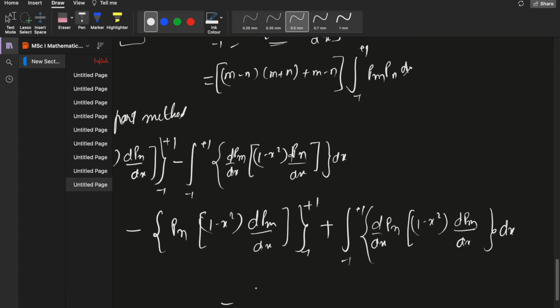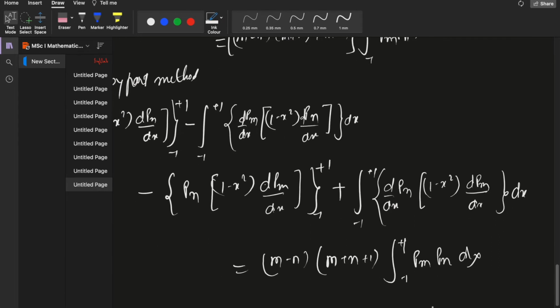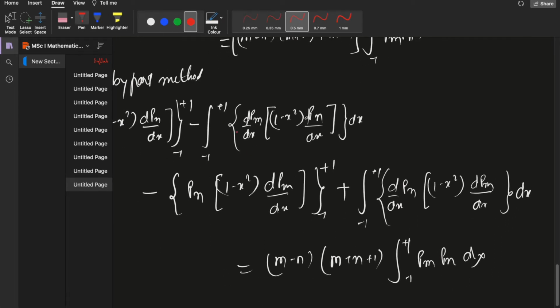This is constant, so I can take m minus n common from both the sides. With m minus n common, the left quantity will be m plus n plus 1. Good. Integral from minus 1 to plus 1 of P_m P_n dx. As we can see, these two terms are the same, minus the integral of dP_m/dx (1 minus x square) dP_n/dx. These are just multiplication, so nothing changed, so this is common and this will cancel out.